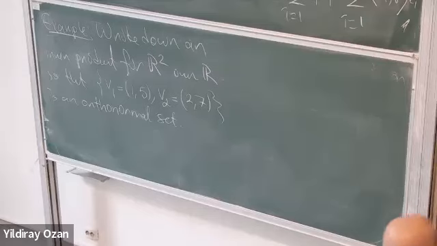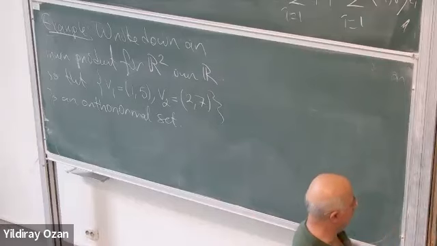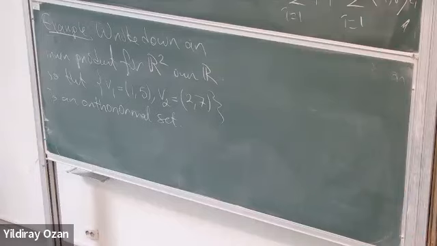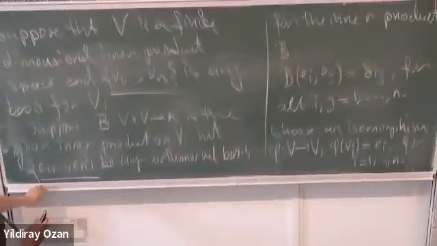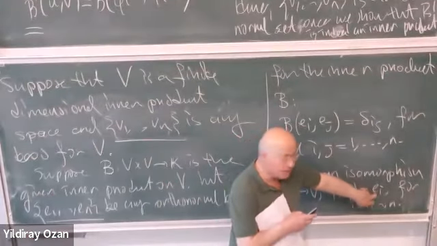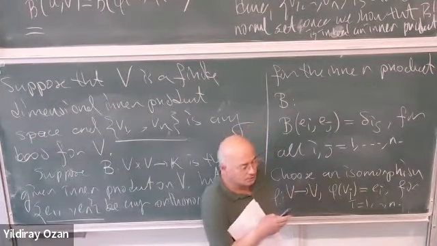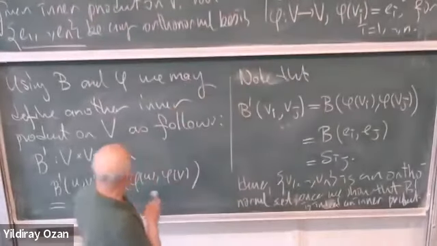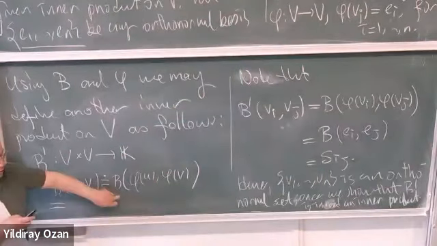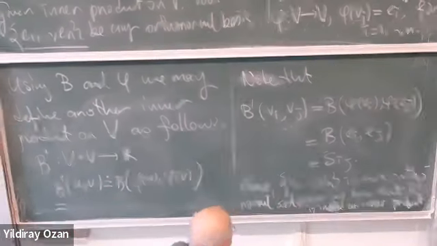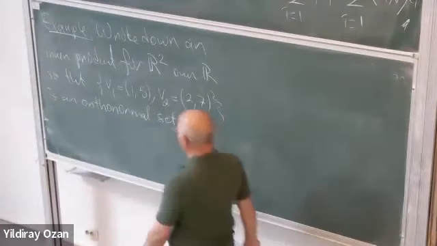I already told you how to construct this. First you have to find an isomorphism so that the e_i's are sent to these basis elements, and then we define our new inner product using this isomorphism. So let's do that. Solution.